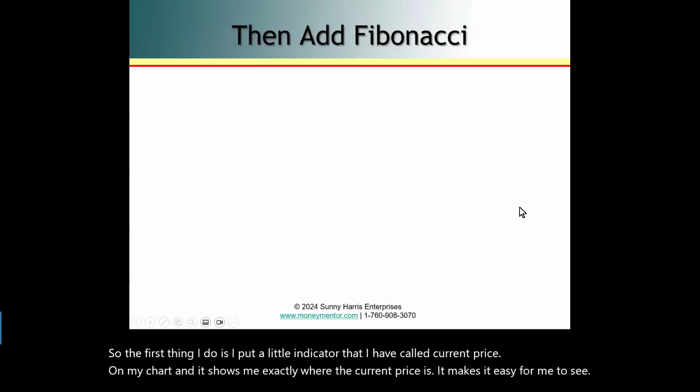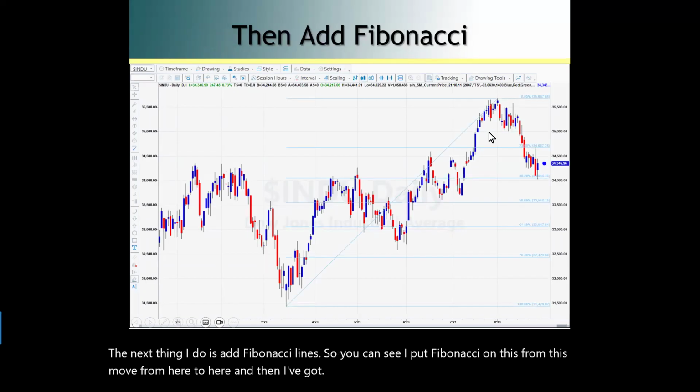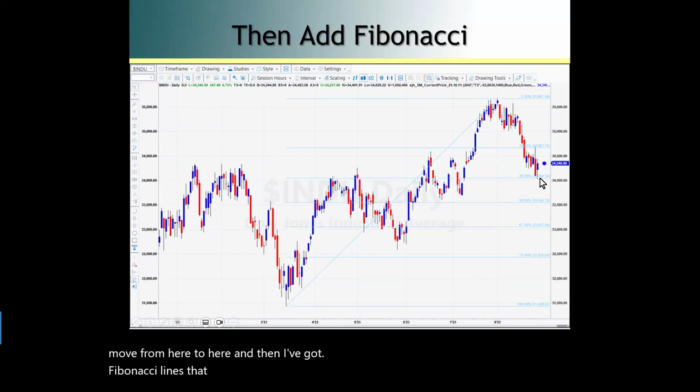The next thing I do is add Fibonacci lines. So you can see I put Fibonacci on this move from here to here, and then I've got Fibonacci lines that show me exactly where price is going to be turning around.